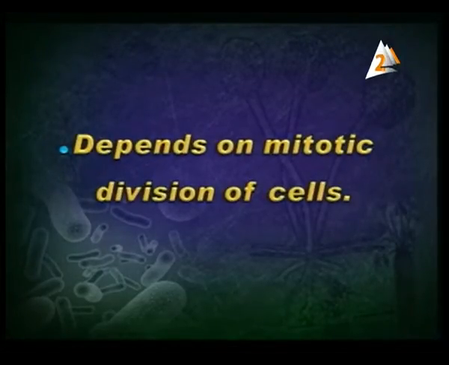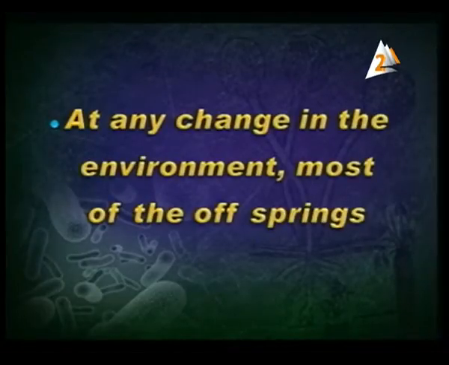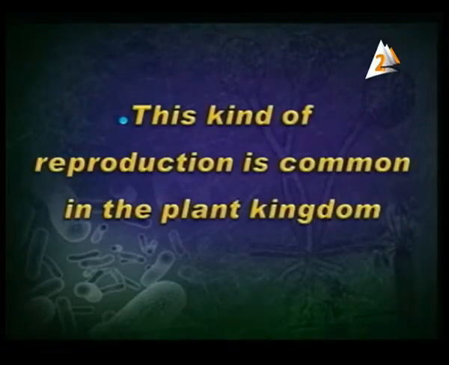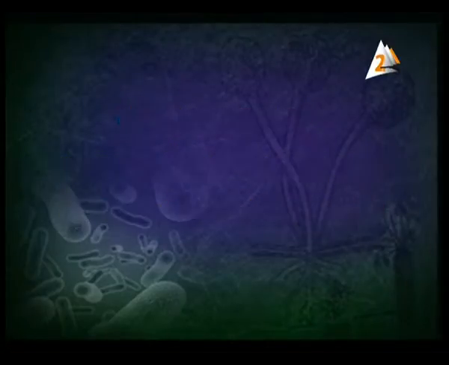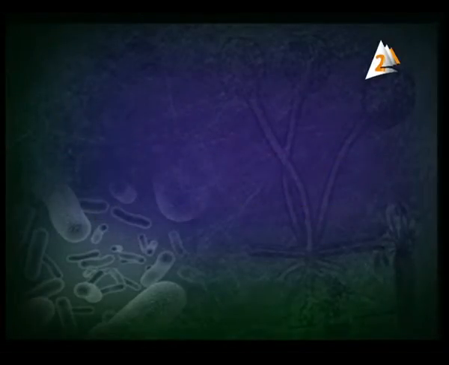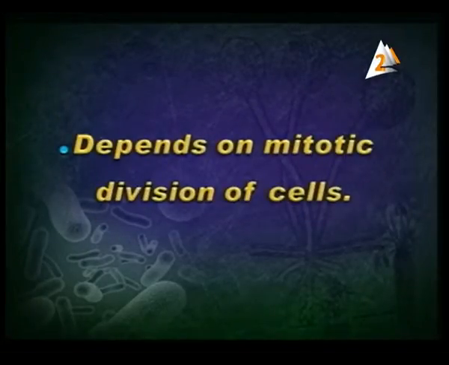I'm going to say the properties again. At any change in the environment, most of the offspring become exposed to destruction unless their parents could adapt to the environmental change. And also this kind of reproduction is common in the plant kingdom, but it is limited to some primitive forms of the animal kingdom. And as you see, it happens by mitotic division.